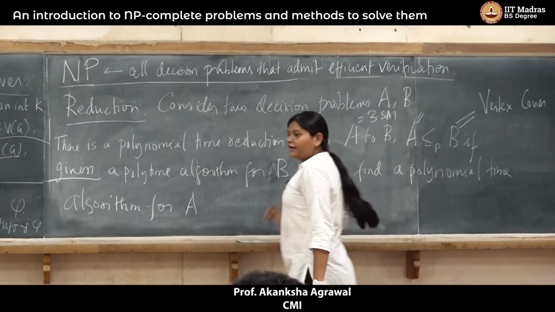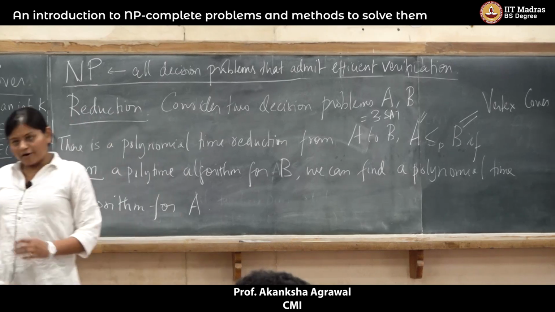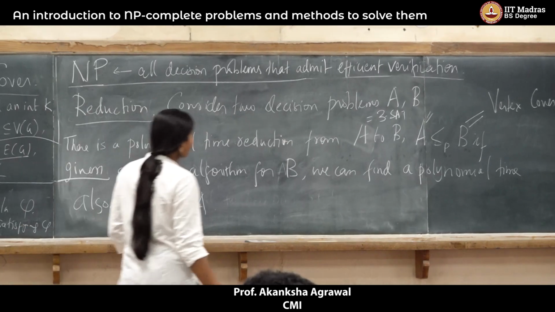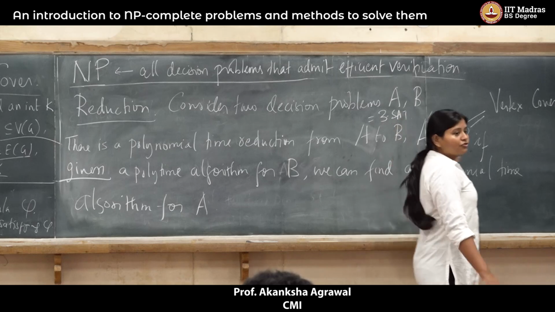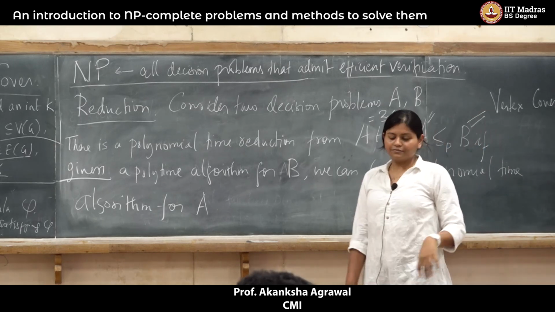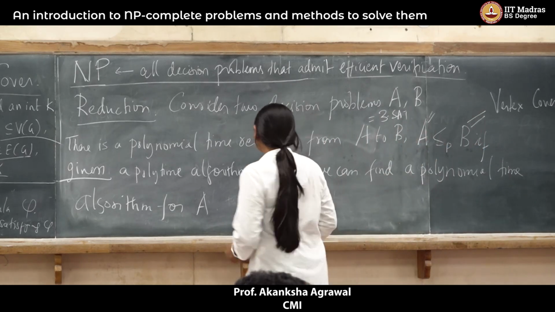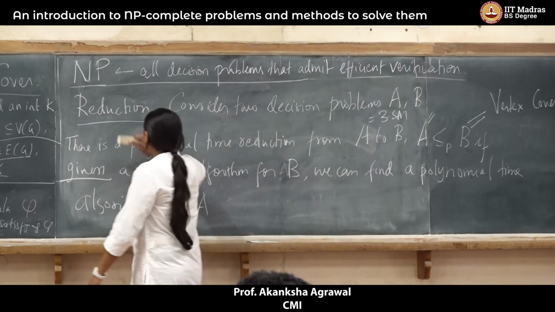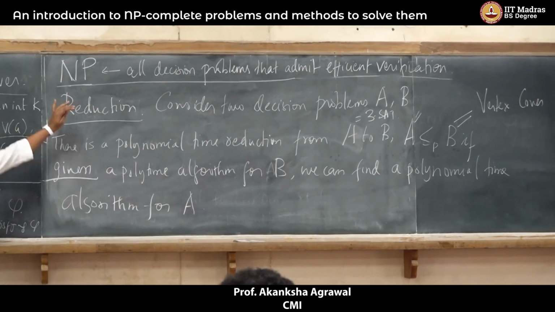Given a polynomial time algorithm for vertex cover, we'll try to design a polynomial time algorithm for 3-SAT. That's what we'll do. So I'll erase this and I'll write the goal.